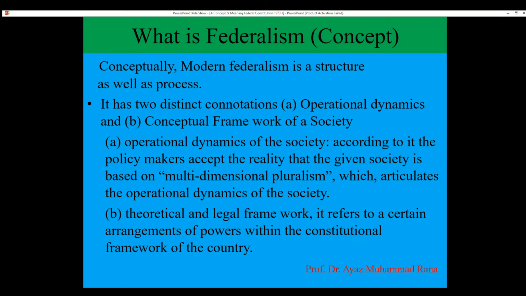As far as operational dynamics of society is concerned, according to it, the policymakers accept the reality that the given society is based on multi-dimensional pluralism. In other words, they accept the realities of existence of social, political, economic, and cultural multi-pluralism, which articulates the operational dynamics of society.